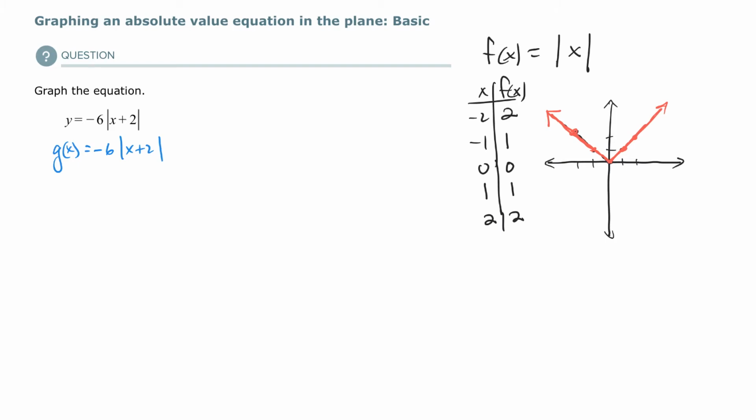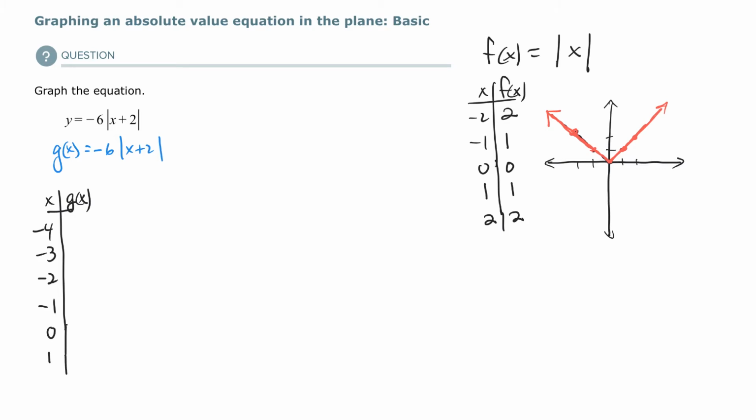And let's pick some values. What values should we pick? I'm going to pick -4, -3, -2, -1, and 0. Maybe even pick 1. Let's see what happens here.